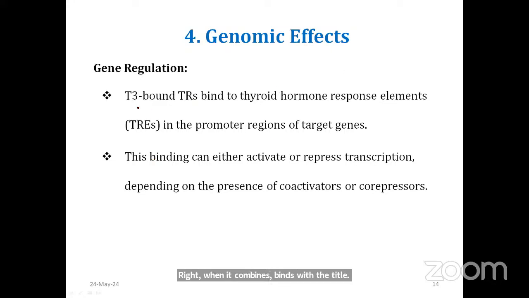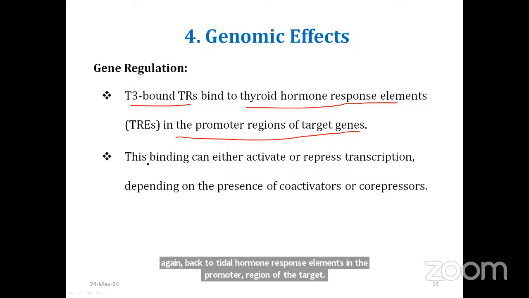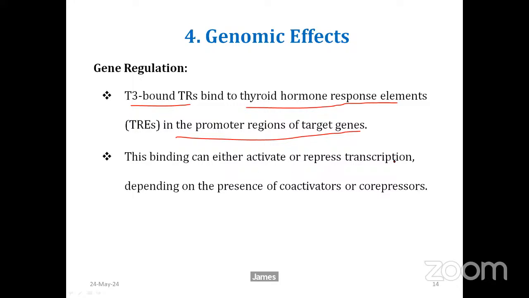Genomic effect. T3, when bound to thyroid receptors, then again binds to thyroid hormone response elements in the promoter region of the target genes. This binding can either activate or repress transcription depending on the presence of co-activator or co-repressor.